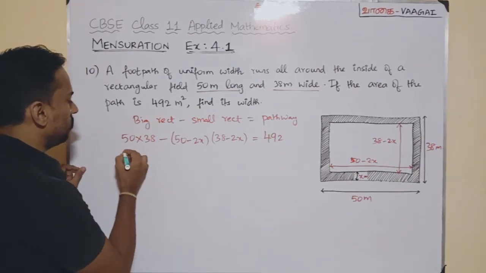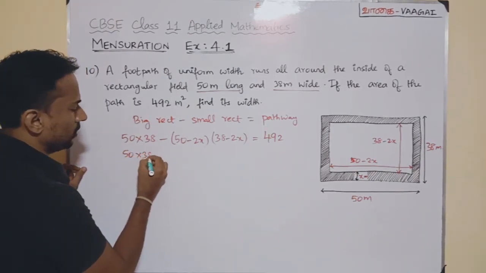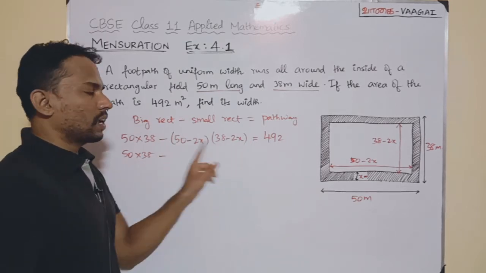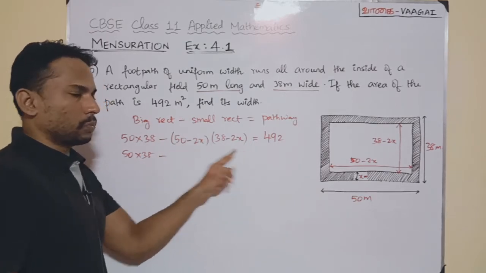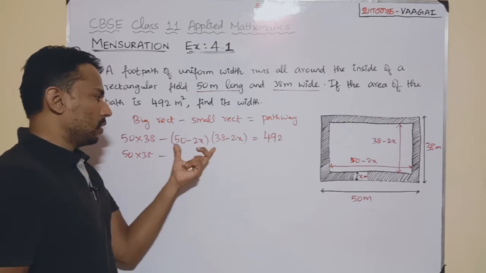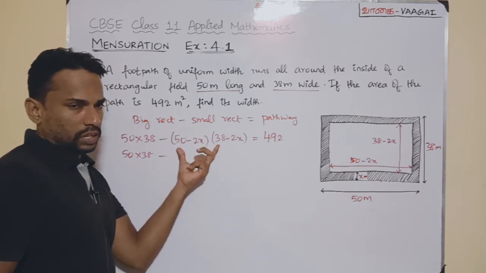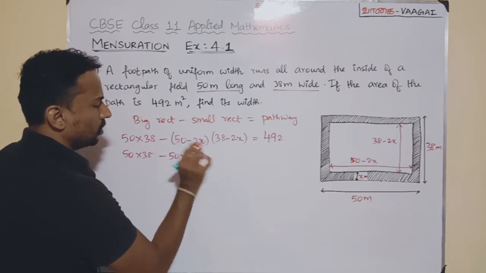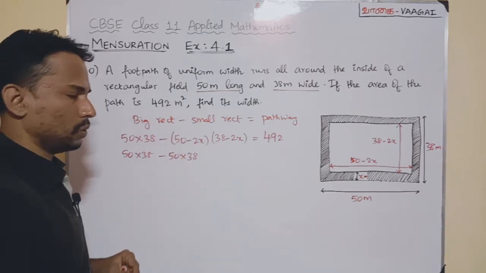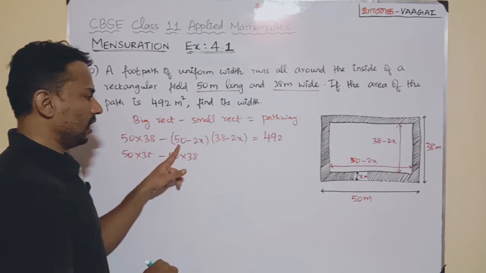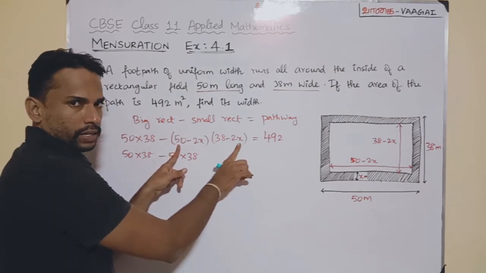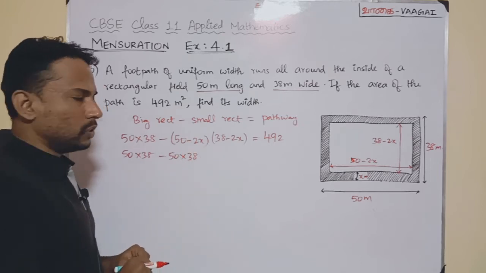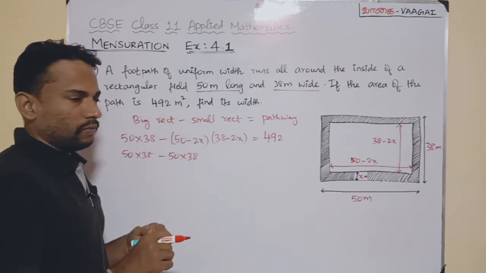So this will be 50 into 38. Don't multiply this yet, minus. Now let's carefully calculate this product. What happens to this product? This product will be nothing but 50 into 38, right? So minus of 50 into 38. Then next, what we will have? Next we will have 50 into this 2x, minus 2x, and this 2x into 38. So what happens to this product? Let's be very careful.